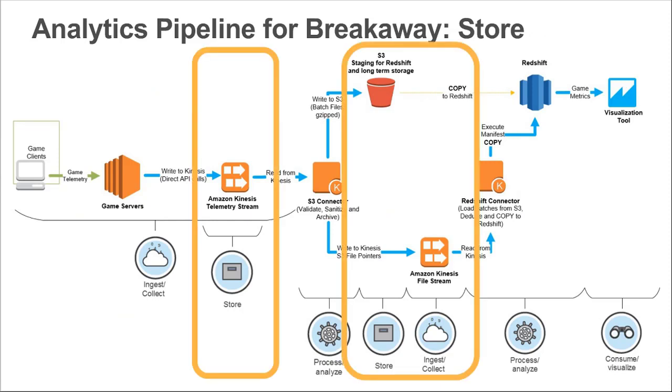We see a similar pattern for Breakaway. We have that initial storage just in case the next item in the distributed app is down. You have the initial storage in Kinesis. And then you have the long-term storage in S3, which is also used for the data that's ingested into Redshift. So again, very common pattern that you see there.